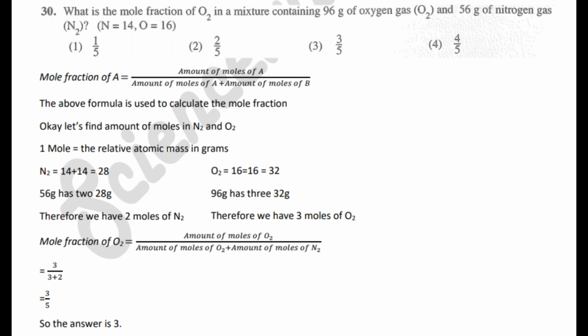96 is 3 times 32 grams. 96 divided by 32 is 3. Therefore, we have 3 moles of O2. So we use the previous formula. Mole fraction of O2 equals the amount of moles of O2 divided by the amount of moles of O2 plus the amount of moles of N2. So 3 divided by 3 plus 2. The numerator is 3, the denominator is 5. It is equal to the third answer.